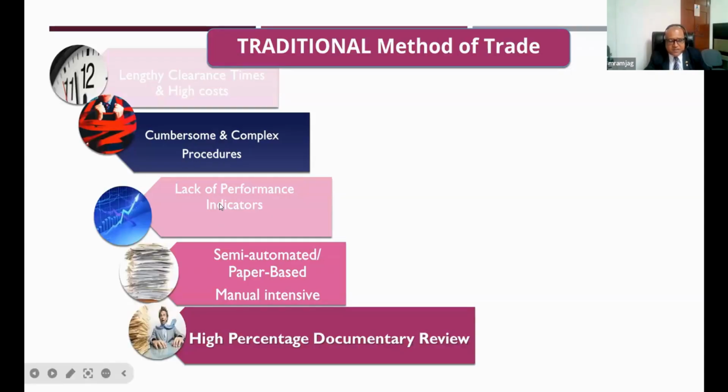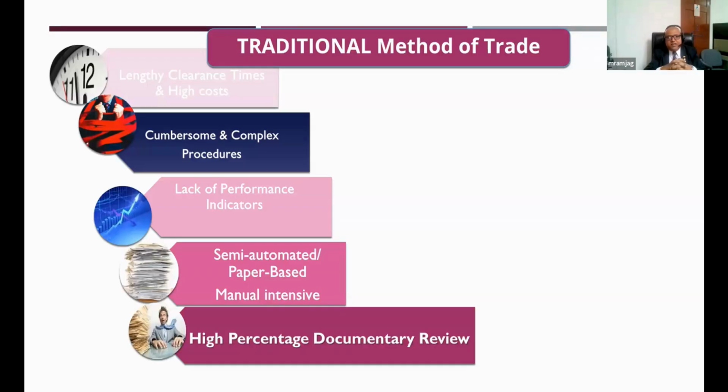A lengthy clearance time, meaning it took sometimes weeks to clear a container or a barrel and boxes. With regards to complex procedure, so much running around to clear a container and boxes, this is back in the days. Lack of performance indicators. There were more manual systems rather than computerized systems, whereas a receipt would have to be written one by one and so forth. A lot of documentary review, meaning most of the declarations, in fact, all of the declarations used to go to the entry processing unit.